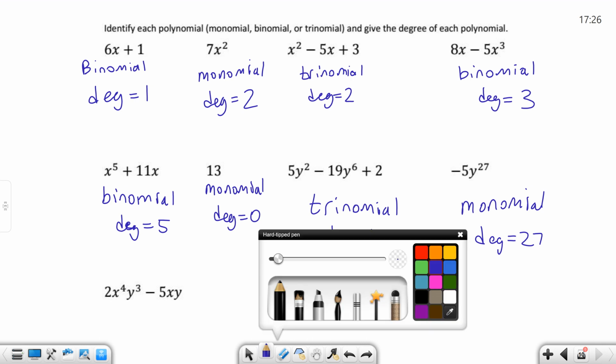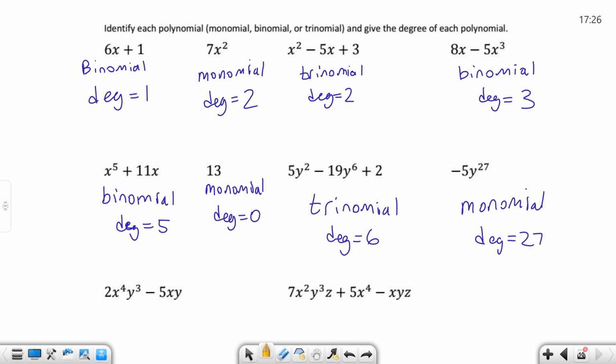So then I'm going to change colors to do this one down here. These two. What is the degree of this term here? Remember, it's the sum of all the powers. So you take the 4 plus the 3 and get what? 7. Here, 1 and 1, right? 1 plus 1 is 2. So which one's bigger?